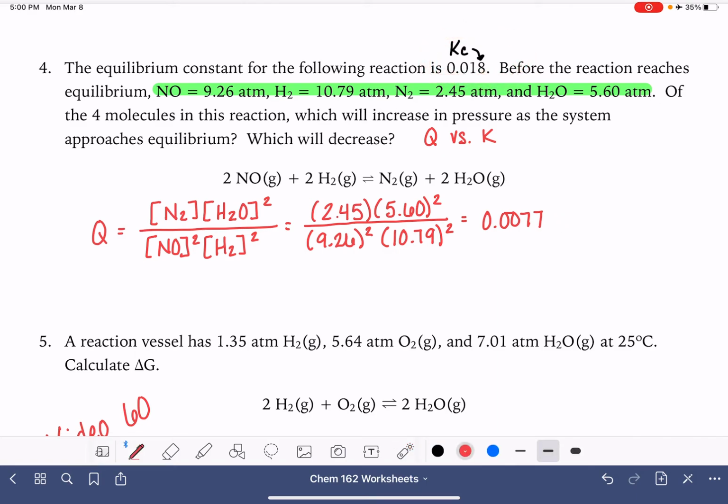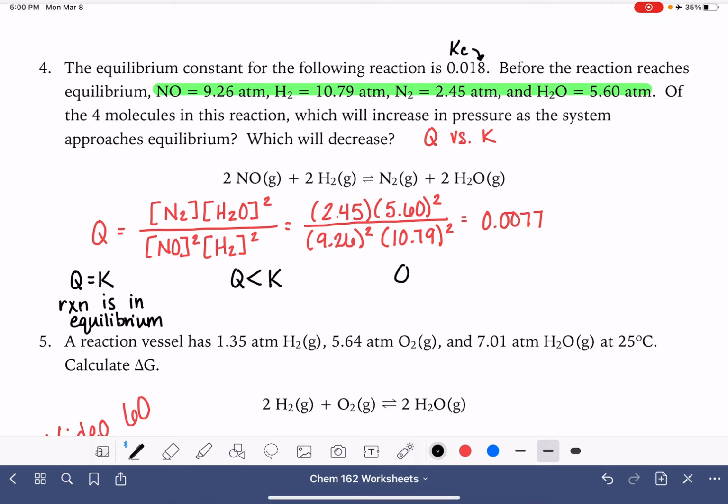Although sometimes Q and K could be the same. If we calculate Q and it is equal to K, then that tells us that the reaction, Rxn, my abbreviation, is in equilibrium. So if the numerical value of Q was K, that would tell us that the numbers that we had plugged into that equation were equilibrium concentrations. And most of the time Q is not equal to K. Most of the time it's either greater or less than. In this case, our Q is less than K.